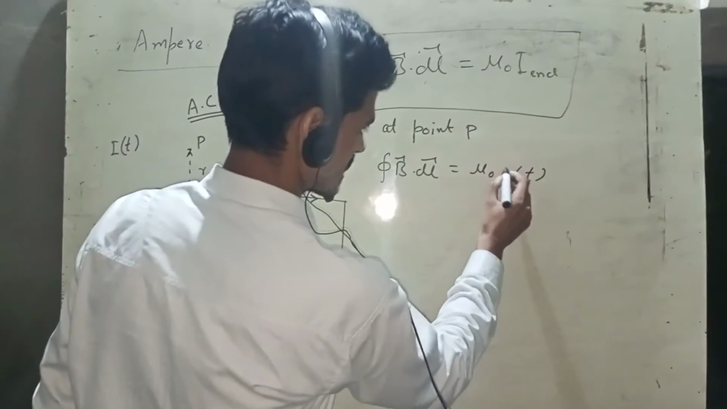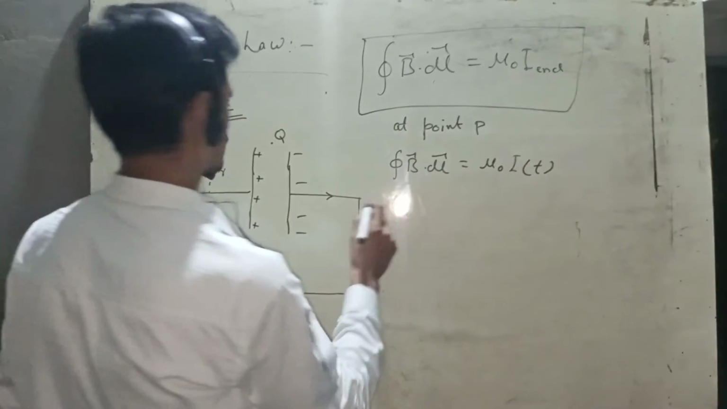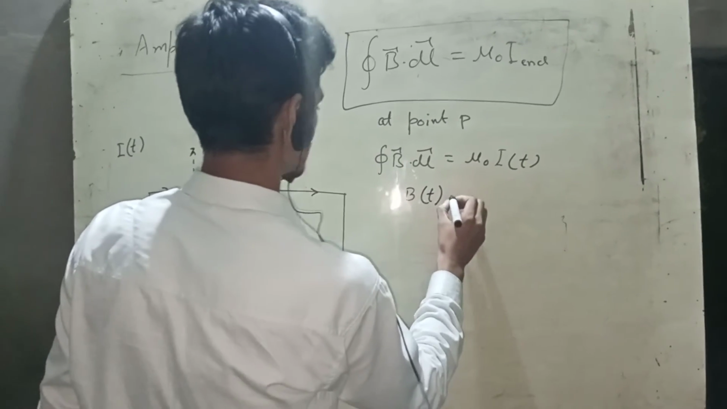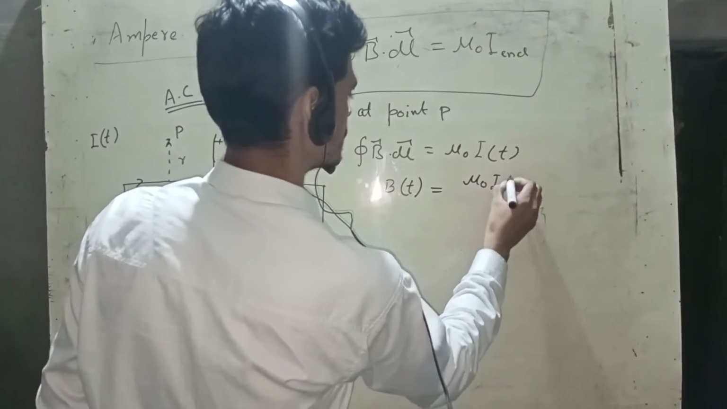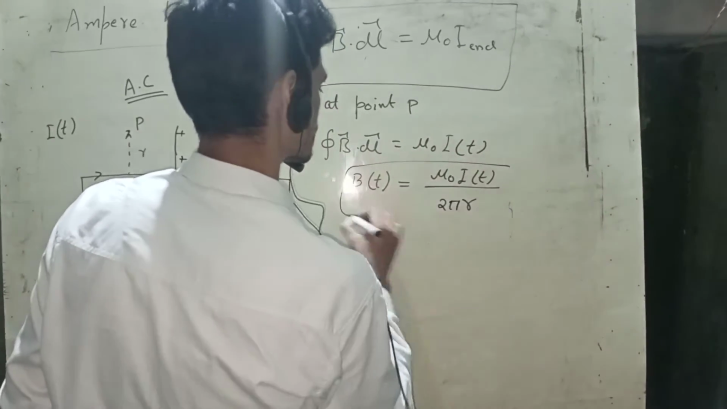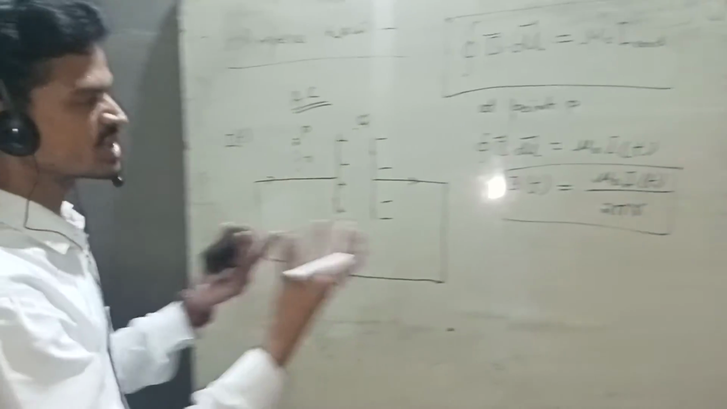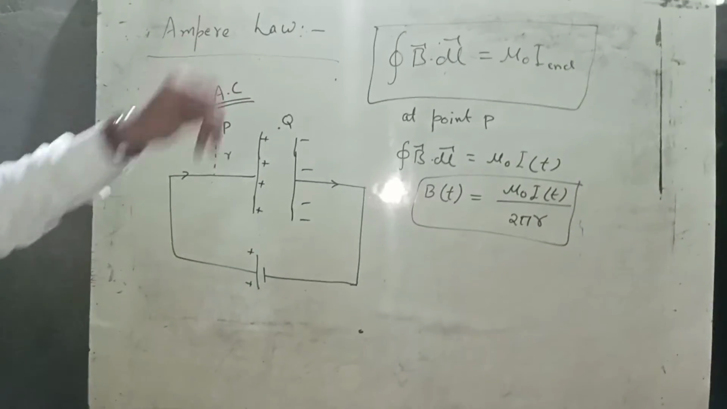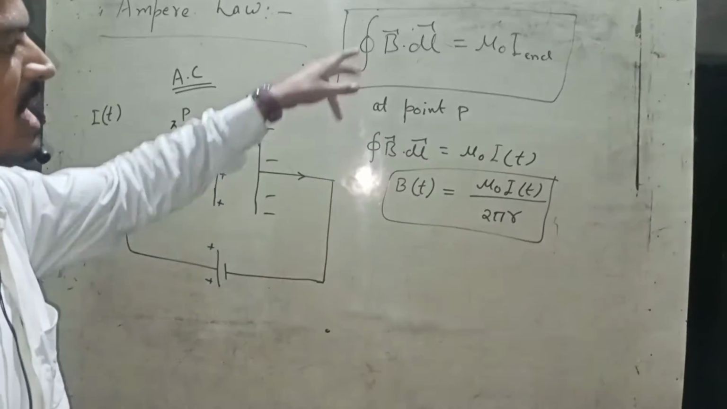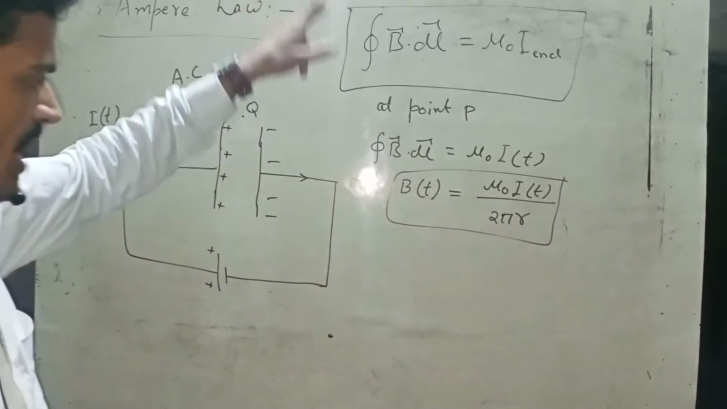current is varying. So you can easily find the magnetic field at point P: mu 0 I divided by 2 pi R. Yes, this is the magnetic field due to a straight wire. We have calculated it using this law, a very basic application of Ampere's circuital law, to find the magnetic field along a straight wire.